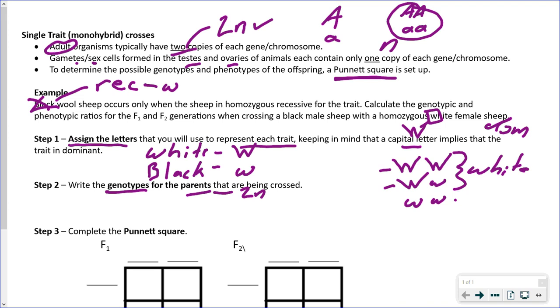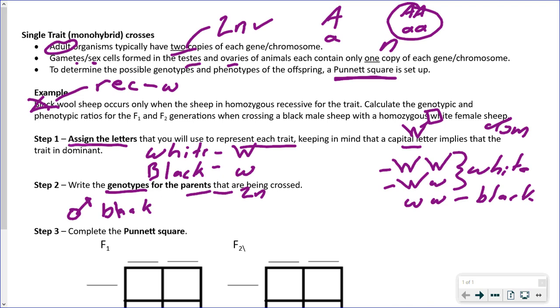The only way that we can possibly get the black is if we have the homozygous recessive, and in this case, that's the two lowercase w's. So what would then be the genotypes of the parents? For our male, this is the symbol that we use for the male. The male is the one that has the black wool.